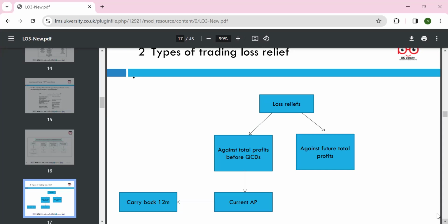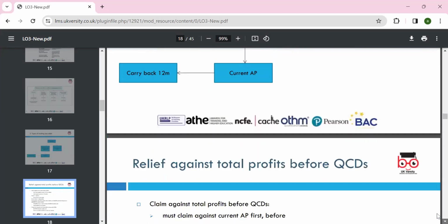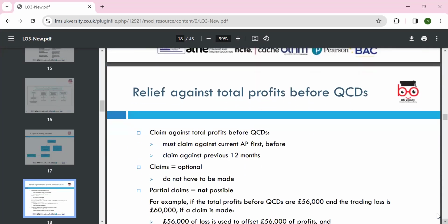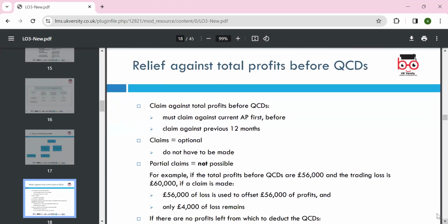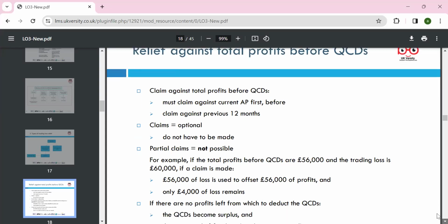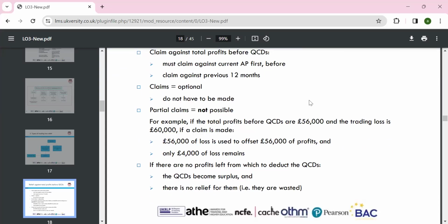So the type of trading loss can be set against the total profit, or against future total profit, which we can carry backward and current. If you have relief against the total profit before qualifying charges, there is a must-claim, the profit against state, and the claim for the previous 12 months is optional. We can look at those examples, which we'll go through during our assignment discussion as well.